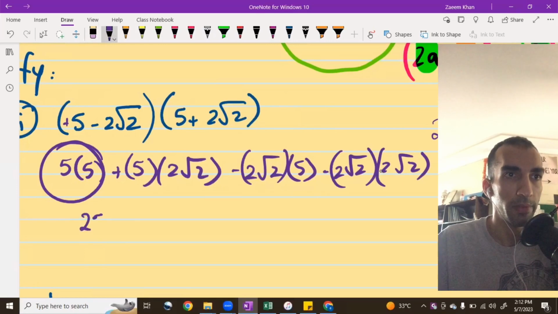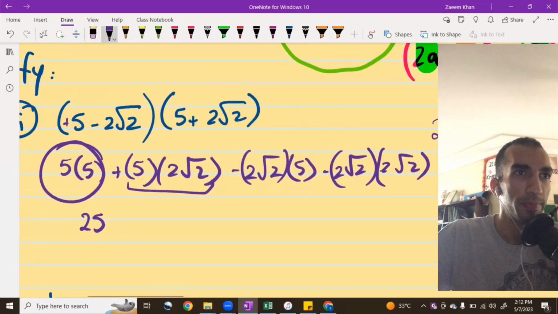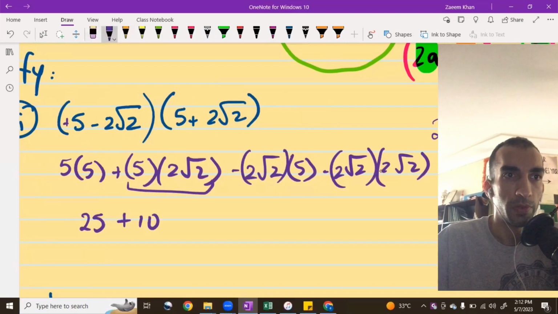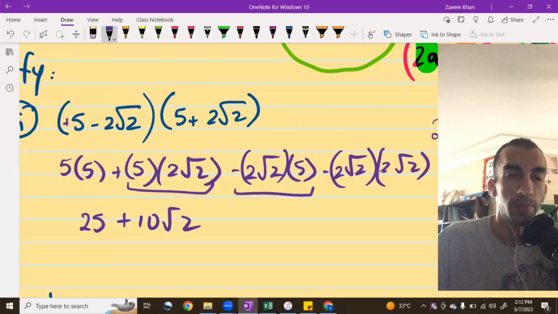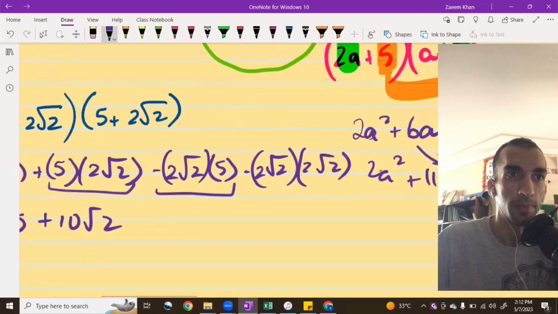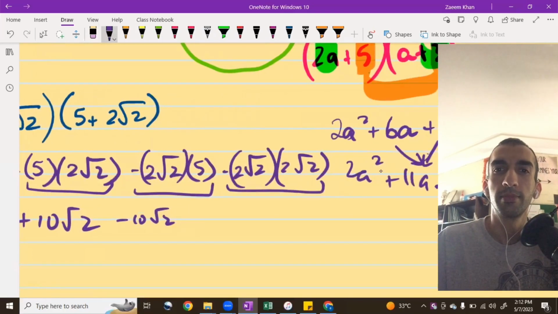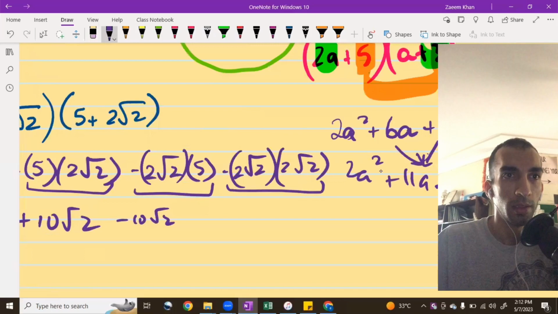25. And if I multiply these two? 10 square root 2. Plus 10 square root of 2. And then these two? Minus 10 square root of 2. Perfect. And lastly, these two? Minus 4 square root 2.